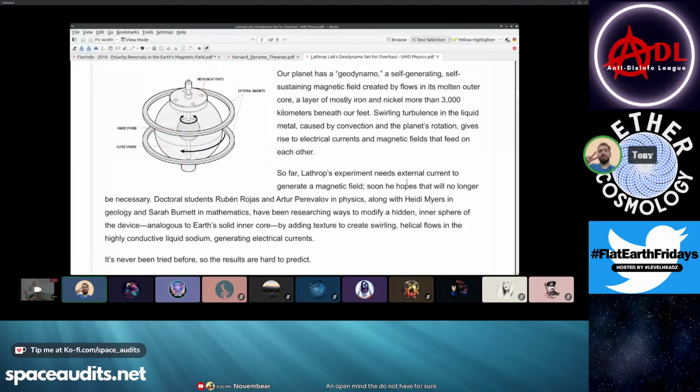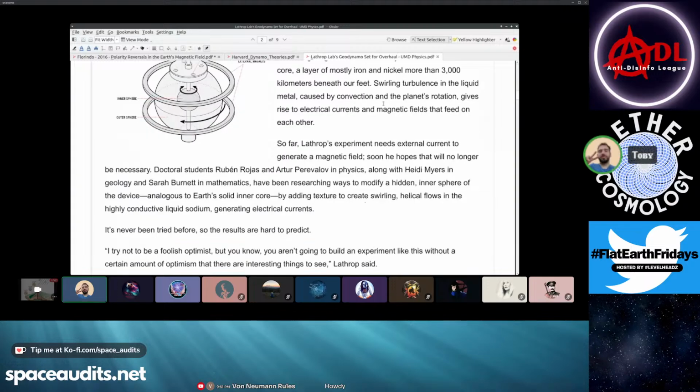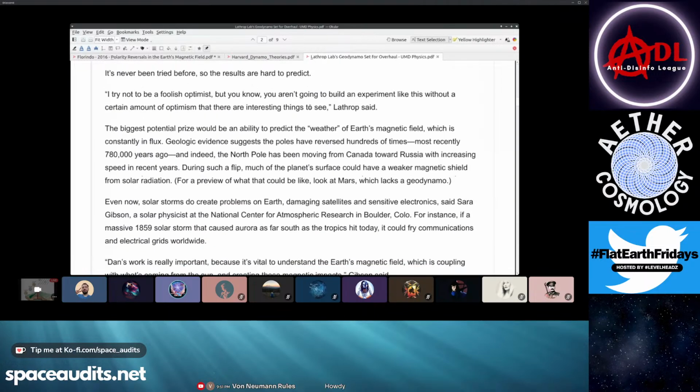Doctoral students Ruben Rojas and Artur Paravelov in physics, along with Heidi Myers in geology and Sarah Burnett in mathematics, have been researching ways to modify a hidden inner sphere of the device, analogous to the Earth's inner solid core, by adding texture to create swirling helical flows in the highly conductive liquid sodium, generating electrical currents. It's never been tried before, so the results are hard to predict.